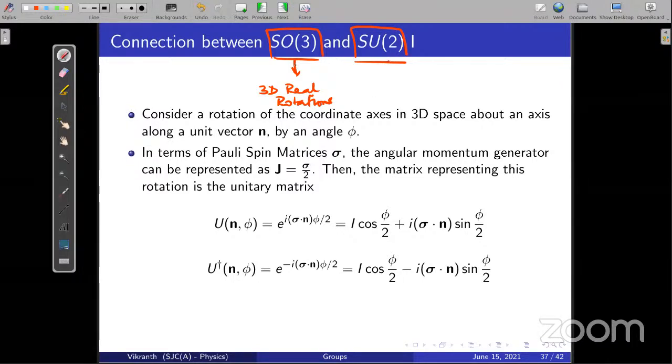But SU(2) is a 2D complex rotation, right? And what I mean by this is, what does complex rotation actually mean? If you have an Argand plane, a complex plane like this, where you have the real axis here and the imaginary axis here, and you have a complex number which can be represented like so. When you apply an SU(2) transformation on that, because it's an operator, right? Every matrix is an operator. So any matrix from the SU(2) is also an operator.